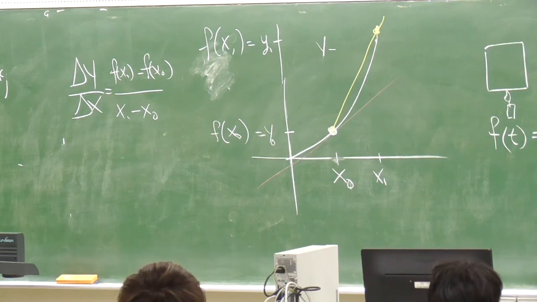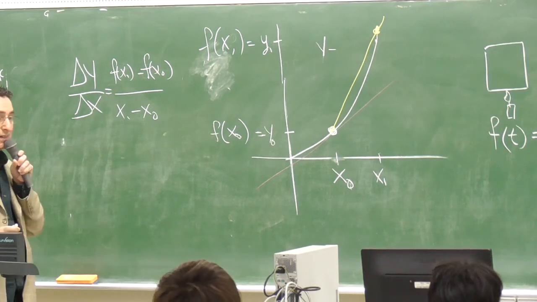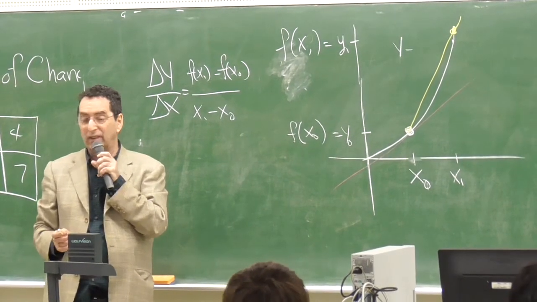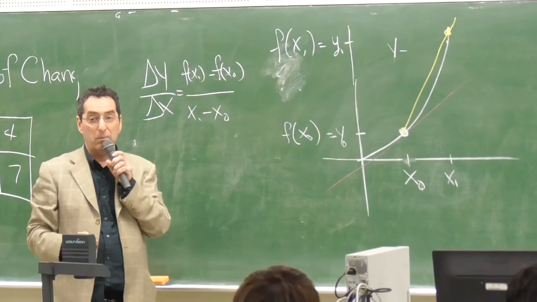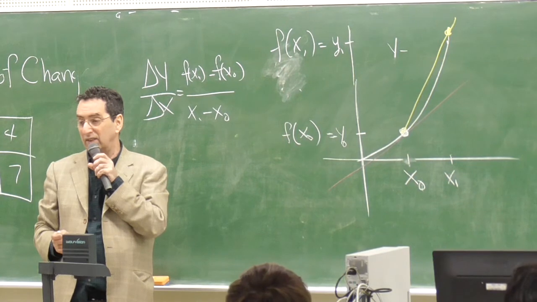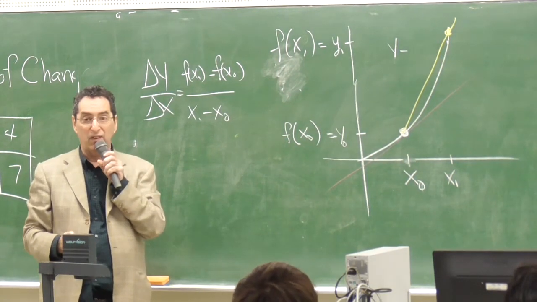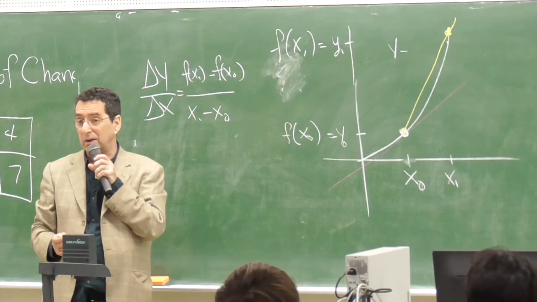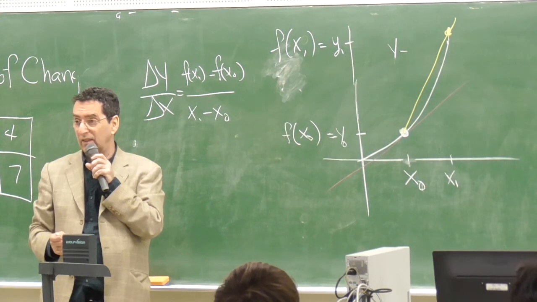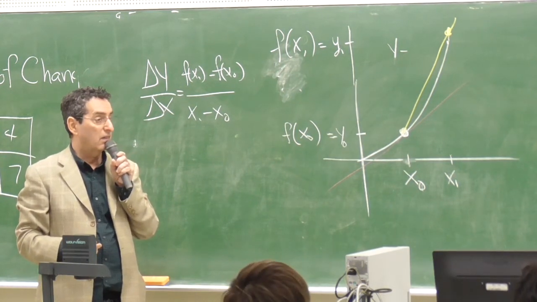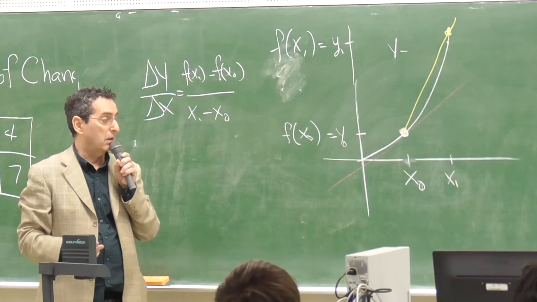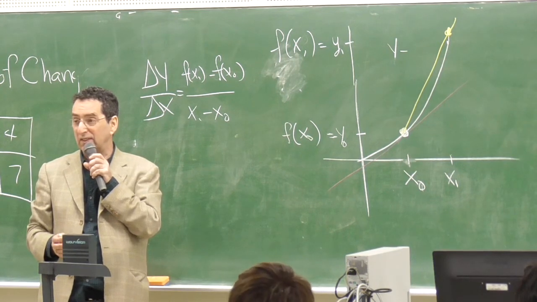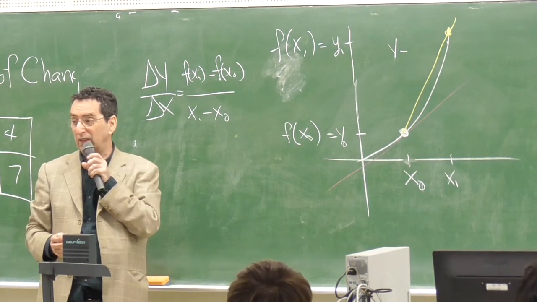But that's not the slope of the red line. So I didn't get the answer yet. But that's called an approximation to the slope of the red line. So how do I get a better approximation? You choose a closer point to x0. Instead of x1 being where it is, make it closer to x0.